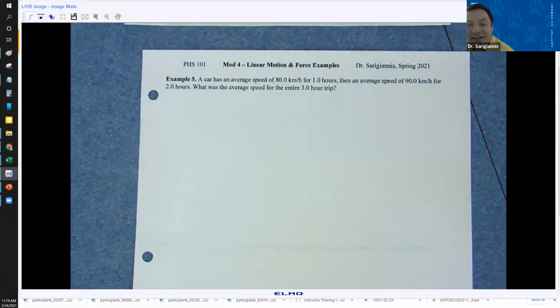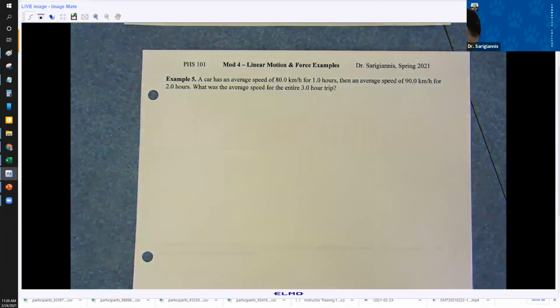Okay. This one's back to average speed. This is now more of a thought problem. A car has an average speed of 80 kilometers per hour for 1 hour. Then it has an average speed of 90 kilometers per hour for 2 hours. What was the average speed for the entire 3-hour trip?